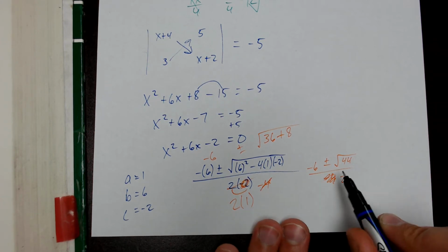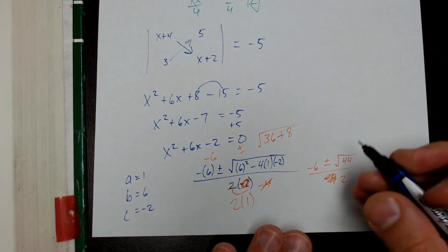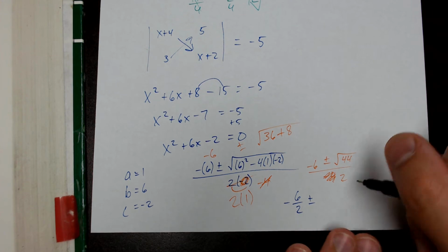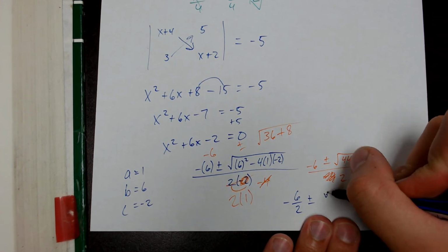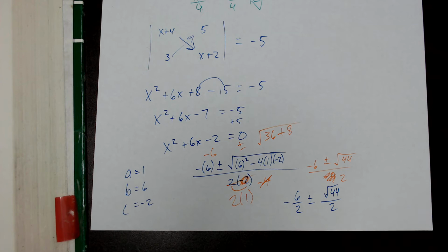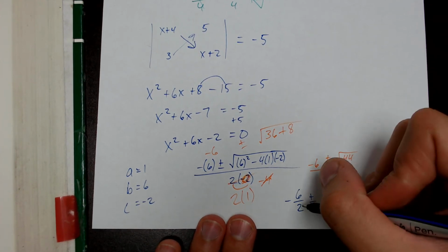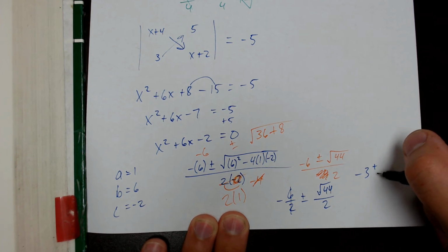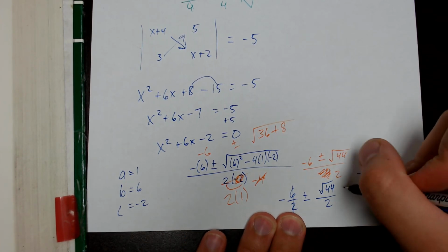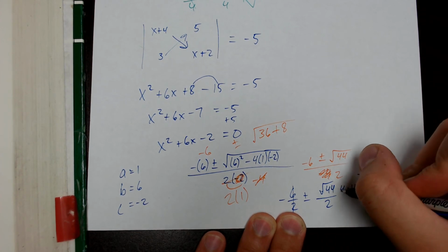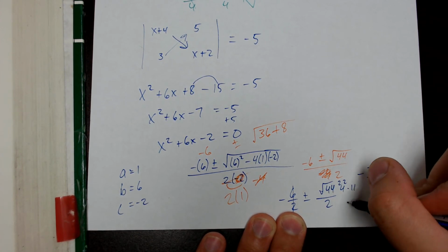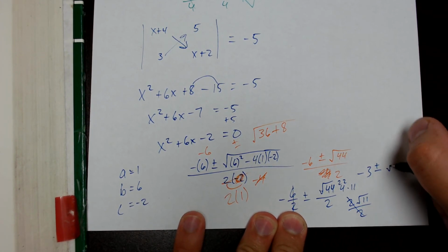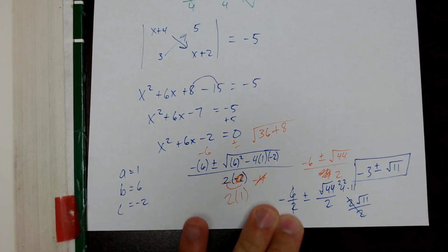So if I've got negative 6 plus or minus square root of 44 all over 2, I can separate this into two fractions. First one being negative 6 over 2, plus or minus the second one being square root of 44 over 2. I can simplify this even more because negative 6 over 2 reduces to negative 3. And then square root of 44, I can factor out a 4 and an 11. 4 would be 2 and 2, so this becomes 2 root 11 over 2. The 2's cancel, so I have negative 3 plus or minus square root of 11. That's my answer for x.